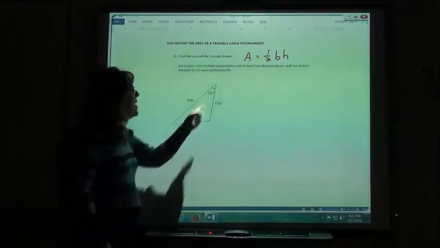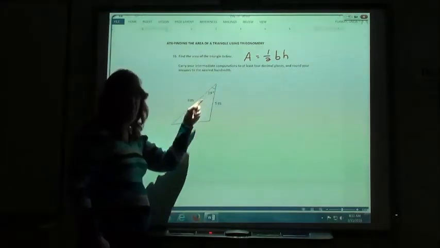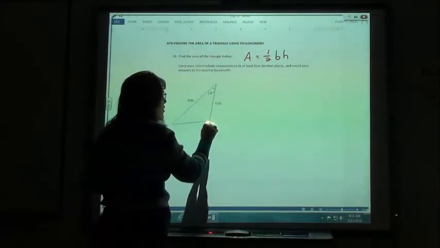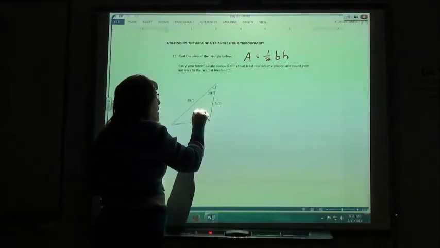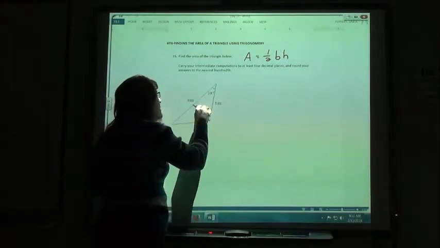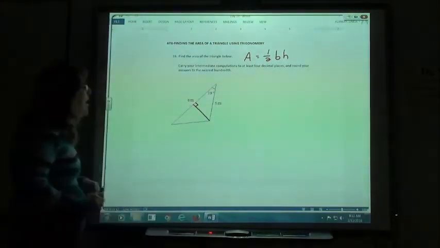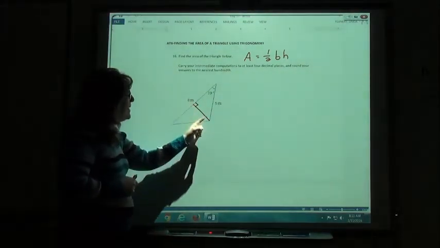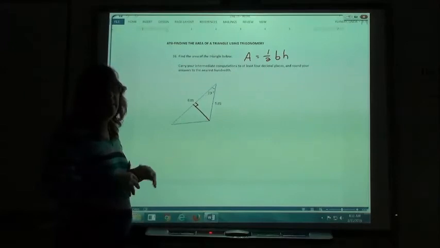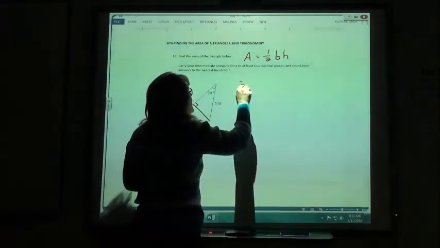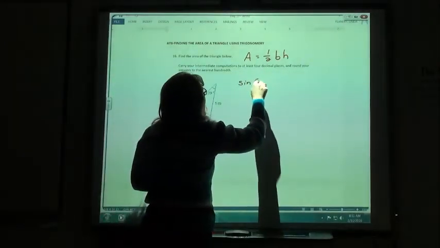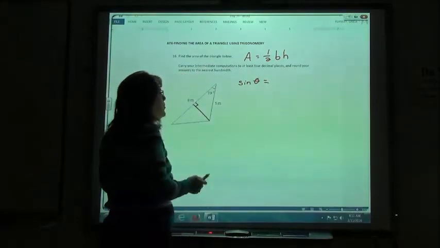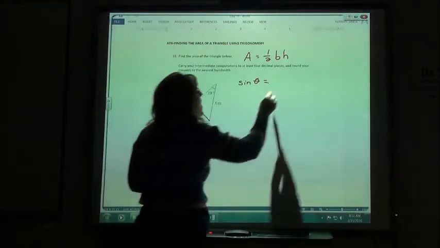When we draw in the height, we want to draw it opposite the angle that they have marked. So it's going to go from here, forming a right angle with the base. And so now I have my right triangle in there, and I need to find what my height is. So I'm going to use that the sine of my angle is equal to the opposite over the hypotenuse.